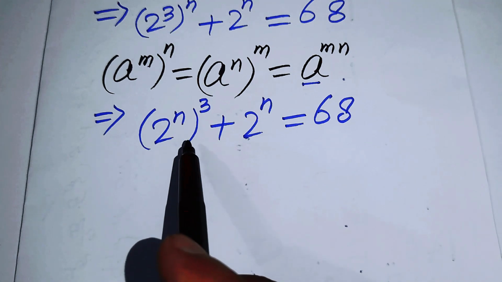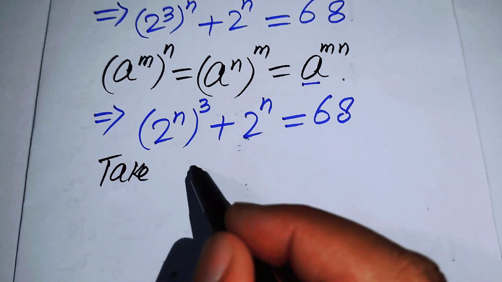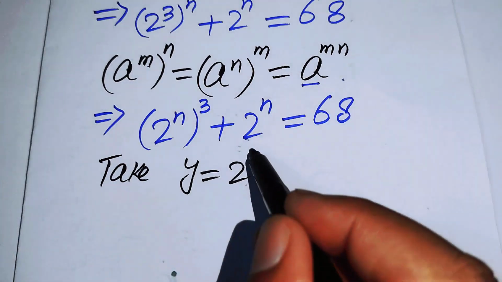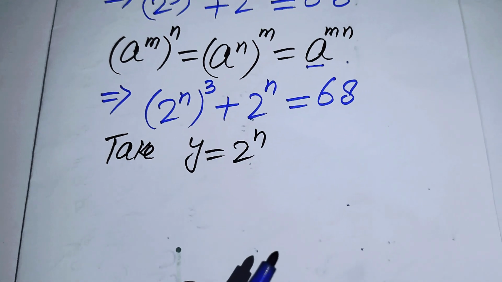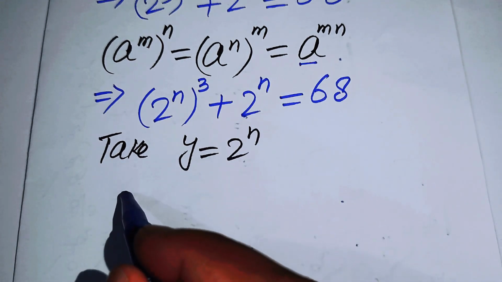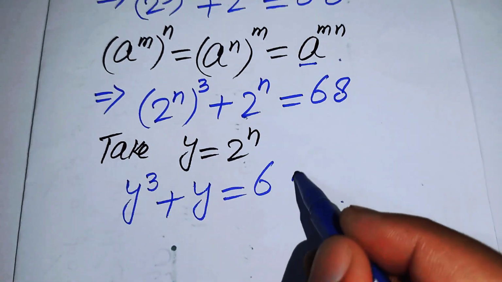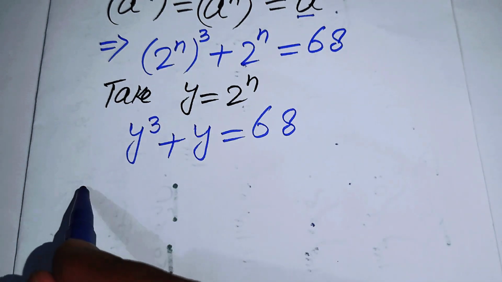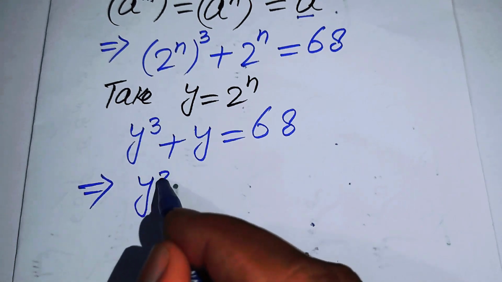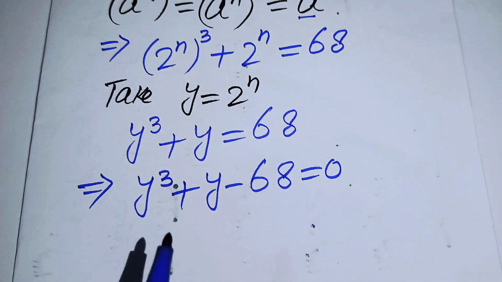So now we convert this exponential equation into polynomial form, so that we take y is equal to 2 to the power of n. When you put y is equal to 2 to the power of n in the above equation, the equation will become cubic, and you write it as y cubed plus y is equal to 68. After that we move this 68 to the left hand side, and you get y cubed plus y minus 68 is equal to 0.